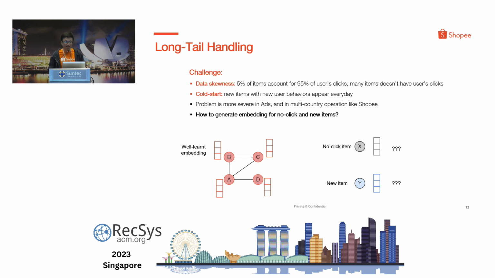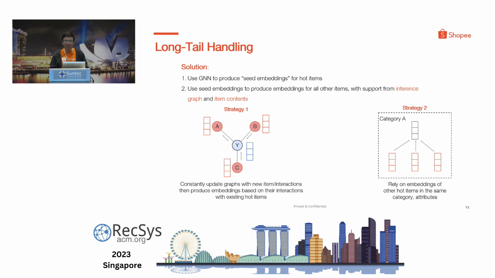So for these items, they don't have user clicks. They do not appear in the graph. So there is no way for the GNN model to produce the embedding. So the challenge is how to produce the embedding for no-click and new items. Our solution is that we use the GNN to produce the embedding for the hot items, or the so-called seed items. Then we use the hot embeddings to produce the embedding for the cold items using two kinds of strategy.